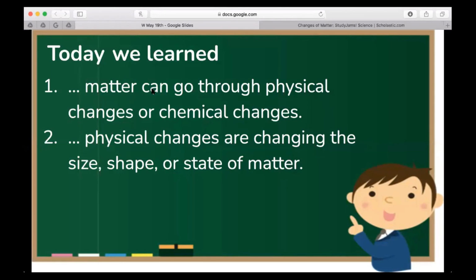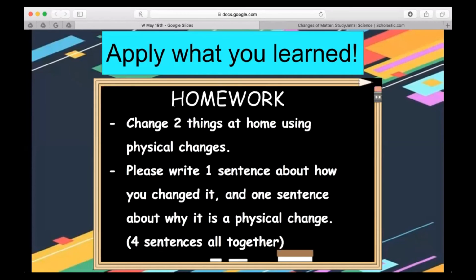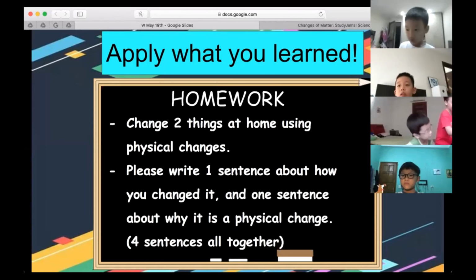Today we learned matter can go through physical changes or chemical changes. And physical changes are changing the size, shape, or state of matter. Your homework is to change 2 things at home using physical changes. Please write 1 sentence about how you changed it and 1 sentence about why it is a physical change. So that's 4 sentences altogether.